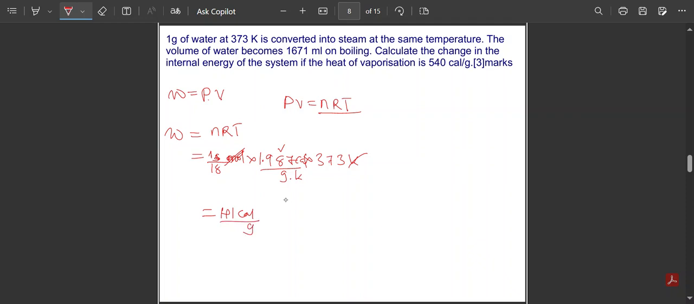Now that we have this, the question says calculate the change in the internal energy. The formula for calculating change in internal energy is equal to heat added minus work removed. Our Q is the heat of vaporization, which is 540 calories per gram, minus our work, which is 41 calories per gram. So the change in internal energy will be 499 calories per gram. This is the change in internal energy that they wanted us to calculate.